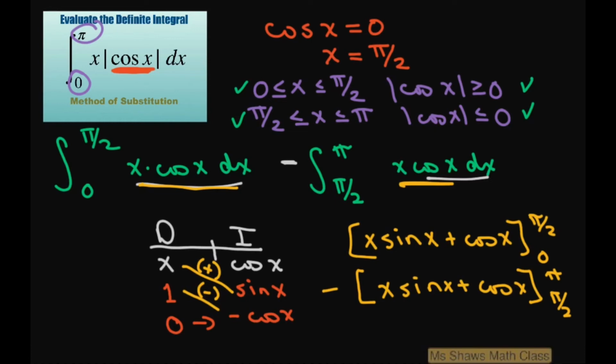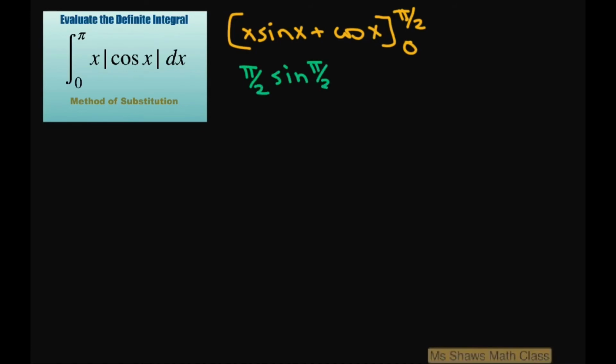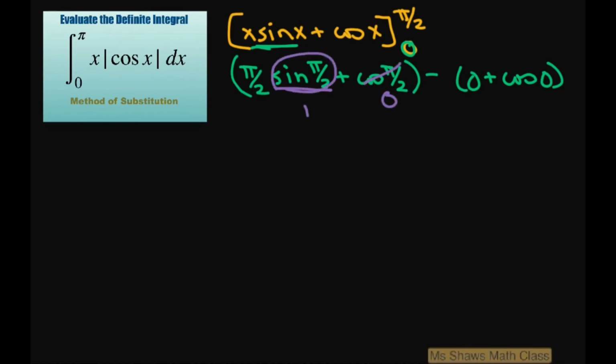All right, I'm going to copy this down so we can save more room. So we have x sine of x plus cosine of x, evaluated from 0 to pi divided by 2. Let's do this piece first. This is going to be pi divided by 2 sine of pi divided by 2 plus cosine of pi divided by 2. Then the lower limit, 0, is just going to be 0 plus cosine of 0. Cosine of pi divided by 2 is just 0, and cosine of 0 equals 1. So you get pi divided by 2 minus 1.